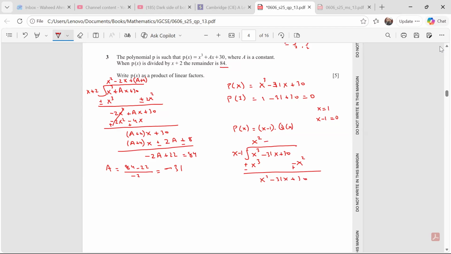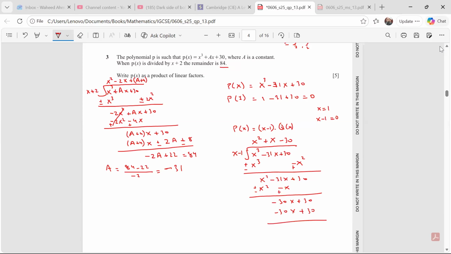Okay, next would be plus x. It will become x square and minus x. Okay, minus plus plus minus, this cancels. So minus 31x plus x, so this is minus 30x plus 30. Okay, so it will go with minus 30. Minus 30 times x is minus 30x and minus minus plus 30. So this will be vanished.